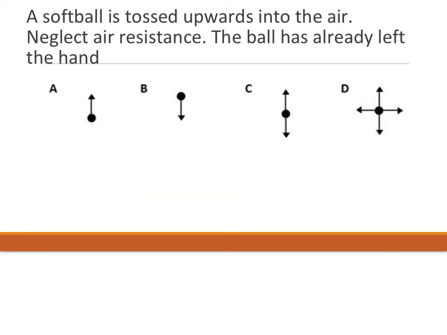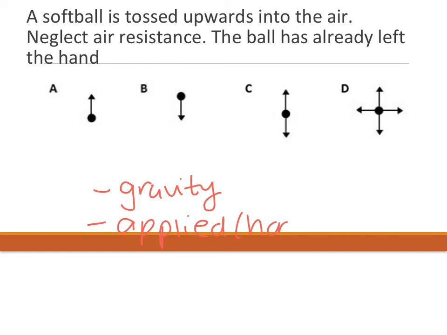A softball is tossed upwards in the air. Neglect air resistance. The ball has already left the hand. So let's think about different forces. First, we have gravity. Remember, gravity is going to be in about 99% of our problems. It's always pulling down. We also have applied force. Why? Because of the hand. So our answer is C.